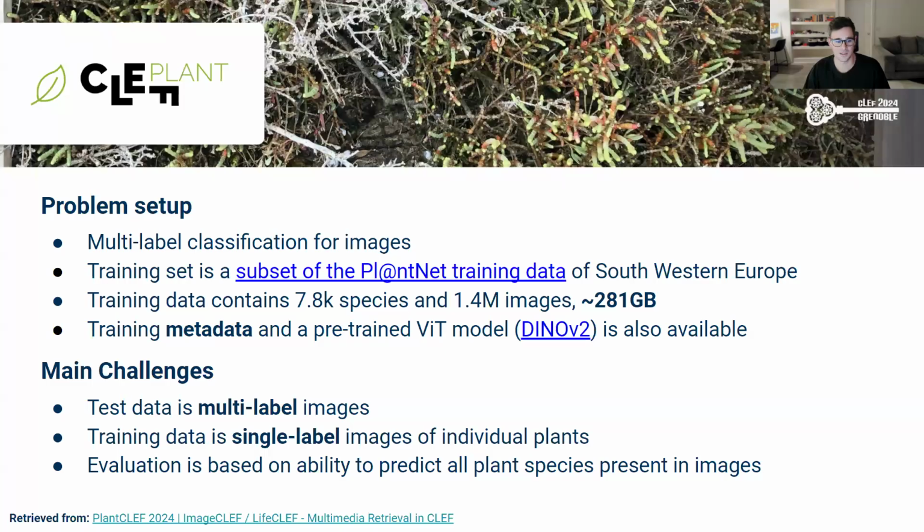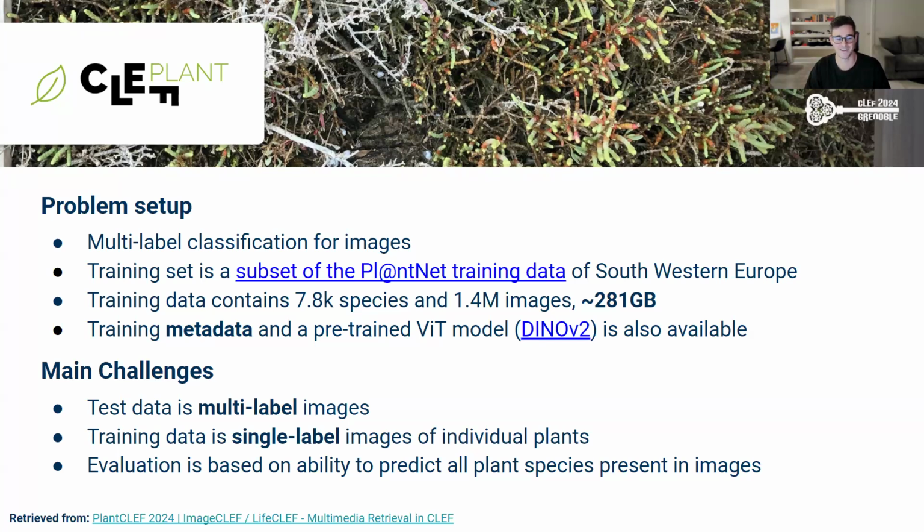So yeah, next slide. A little bit more about PlantCLEF, just so you guys know. Maybe you get interested in joining the team next year. So PlantCLEF is all about identifying plant species in images. It is a multi-label classification problem, trying to identify many different species of plants in one image. The training set is from the southwestern Europe region, at least it was last year. Each year they make a different data set from a different region, basically. And it contained almost 8,000 species of plants in 1.4 million images and 280 gigabytes of data.